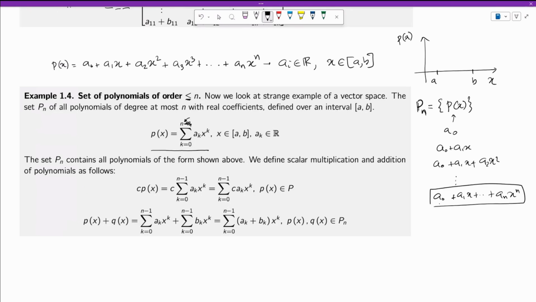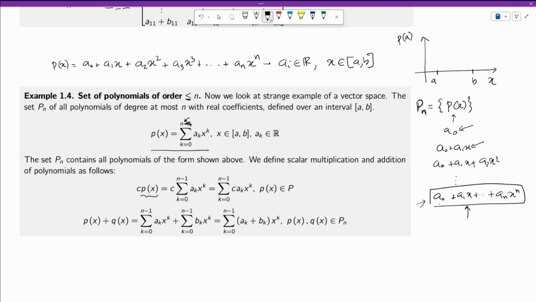If you make any of the ai 0, right, then that term simply disappears. For example, this would be the example where a1 to an are 0. This would be an example where a2 to an are 0. So the general form is like this. If I have a set that has polynomials of this form, and we define a scaling and addition operation. The scaling operation is defined like this.